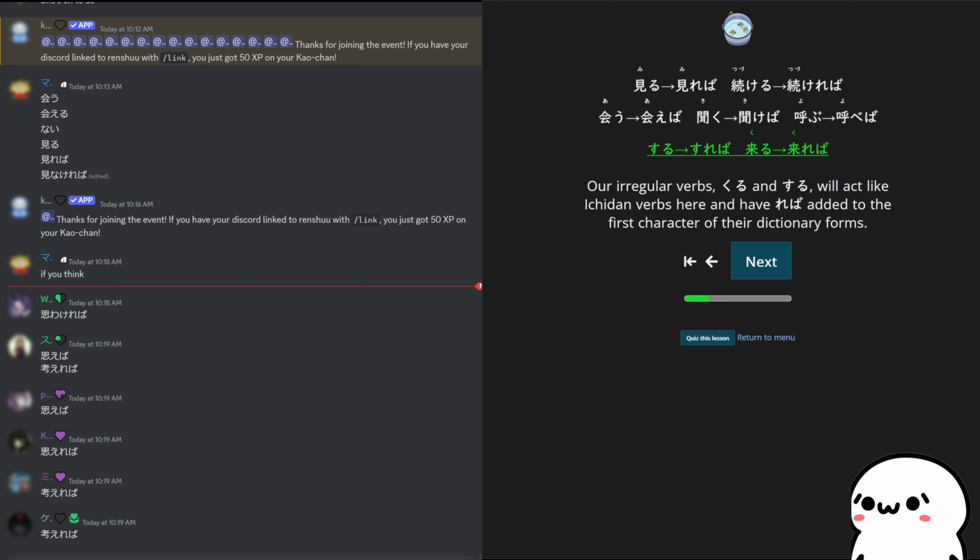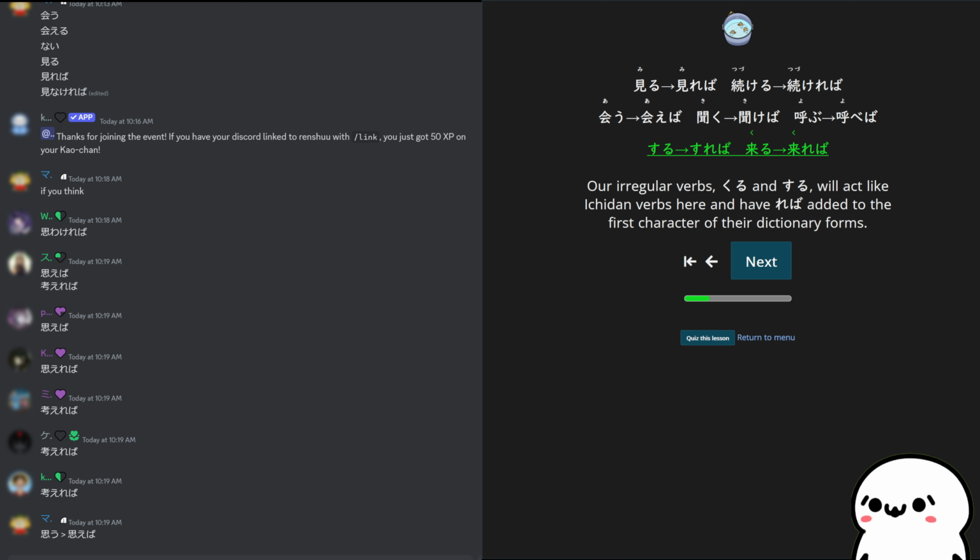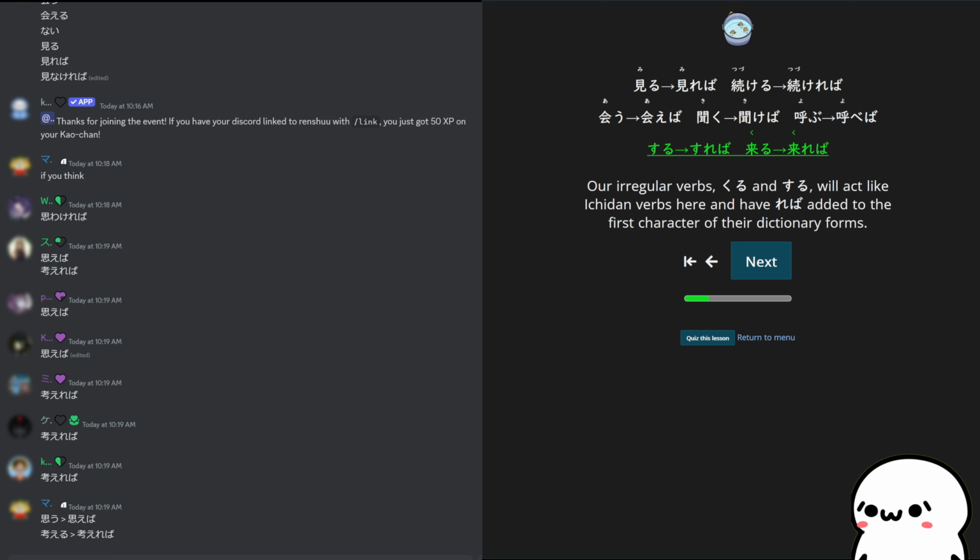So I see a few different things. We have omou. If it's omou, remember that's the godan, so it's just a spelling change. Omoeba. If you're going with kangaeru, that's our ichidan verb, which means we drop the ru and we add reba.